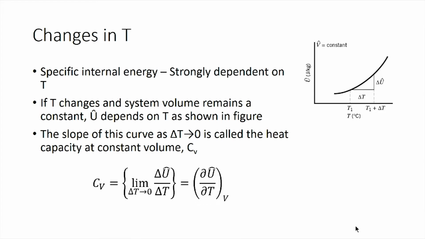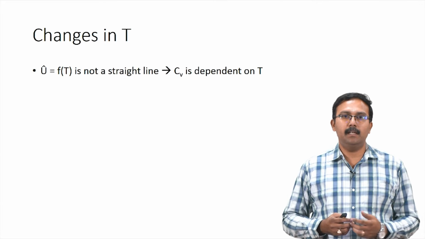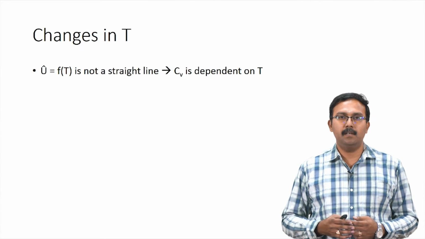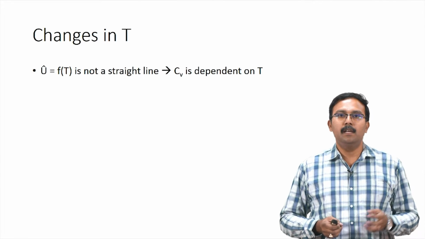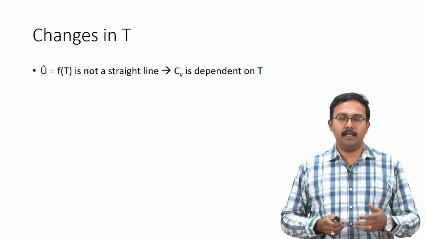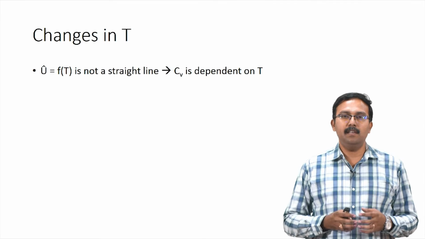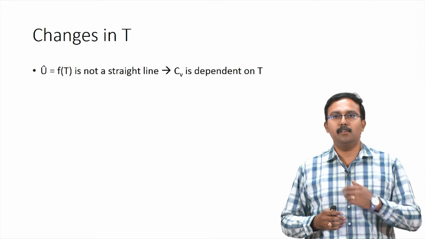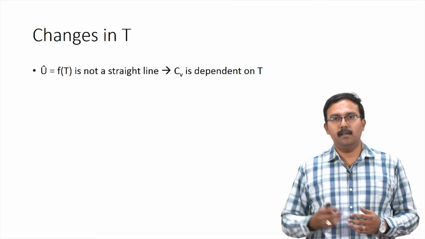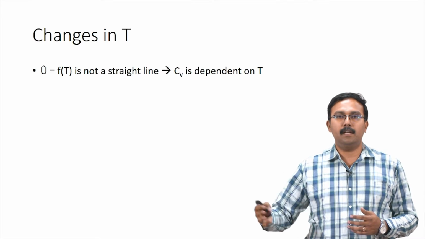This CV is given as limit delta T tends to 0 of delta u cap divided by delta T, which can also be written as the partial derivative of u cap with respect to T at constant volume. Specific internal energy is a function of temperature, and as we saw through the curve, this function is not a straight line, which means CV, the slope of the tangent drawn to the curve, will not be a constant for different temperatures.